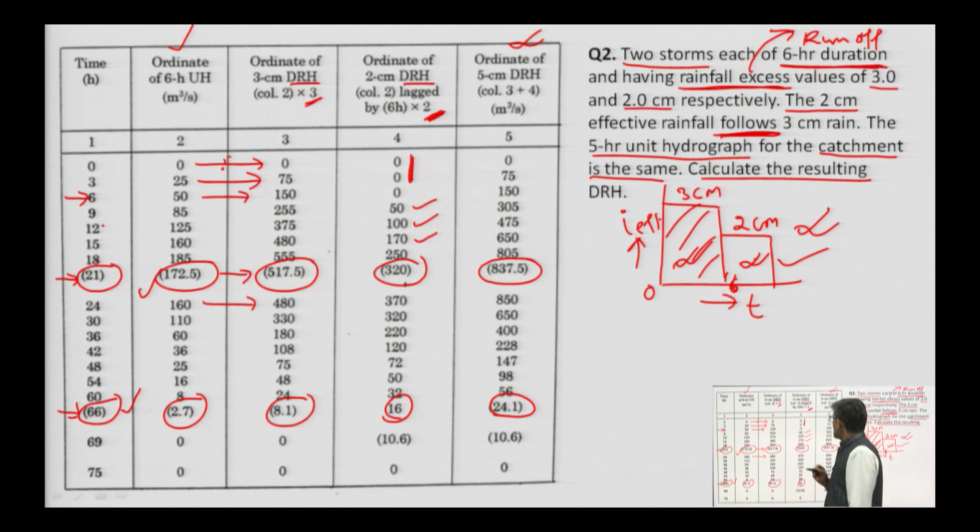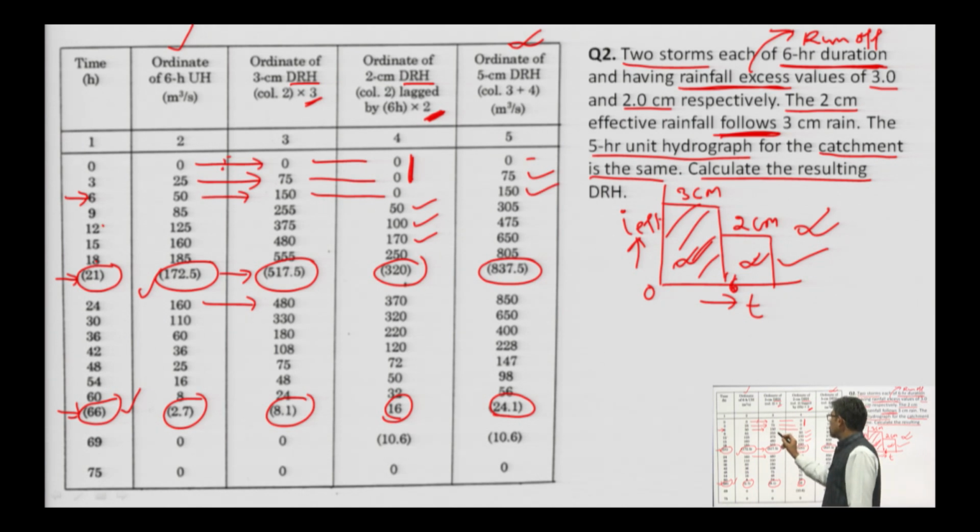So, what will be the total DRH due to these two stumps? Simply add the ordinates shown in columns 3 and 4. At t equal to 0, 0 plus 0, 0. At t equal to 3, 75 plus 0, 75. At t equal to 6, it is 150 plus 0, because the second stump is not contributing at t equal to 6, it is just going to start. So, 150 plus 0, 150.